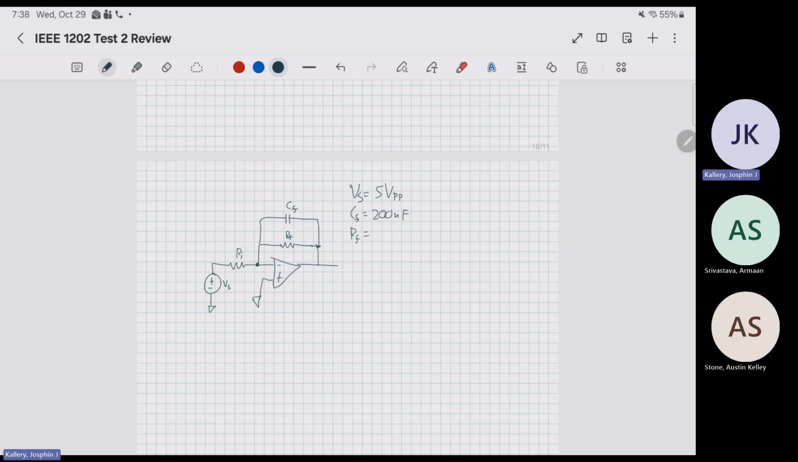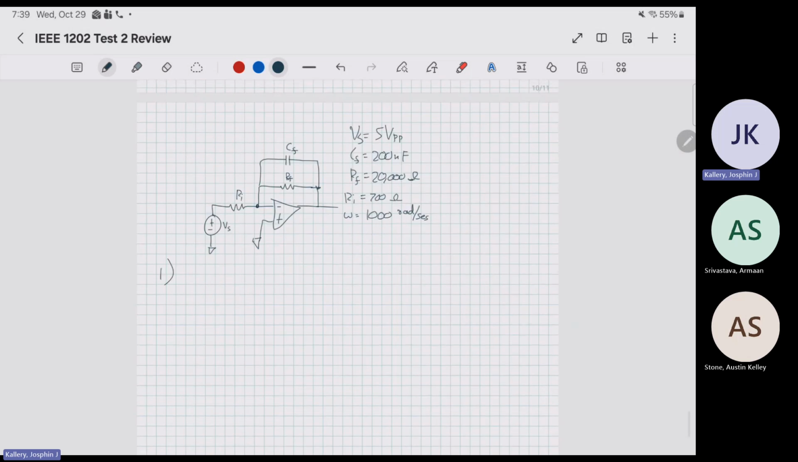Our RF is 20,000 ohms. And then RI is 700 ohms. And then our angular frequency is 100 radians per second. Okay, let's start with part 1. What part 1 is asking is, what is the feedback impedance? So ZF equals something with something angle.